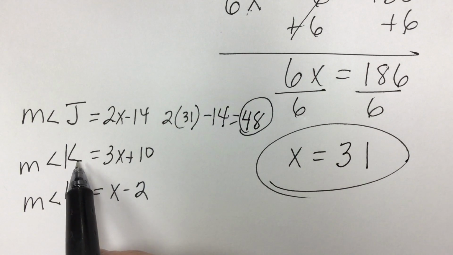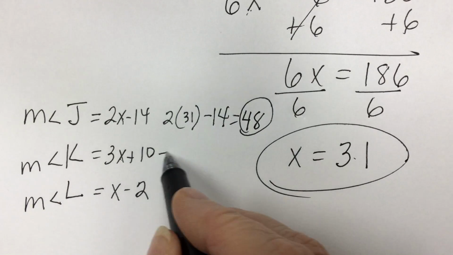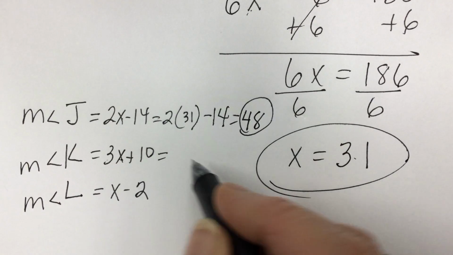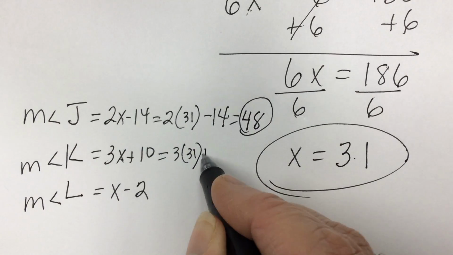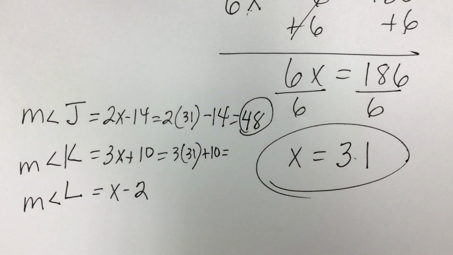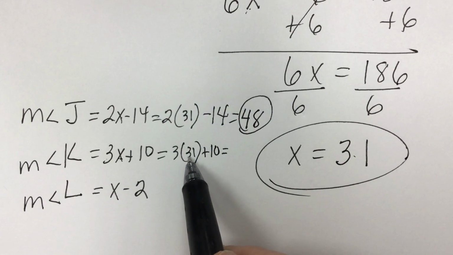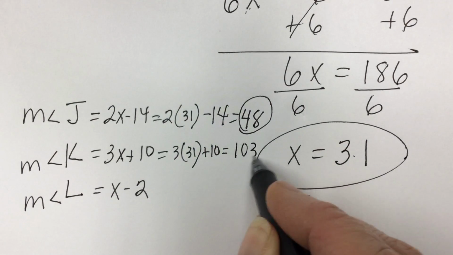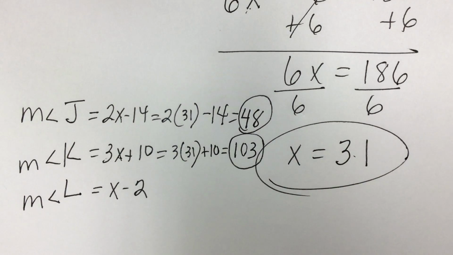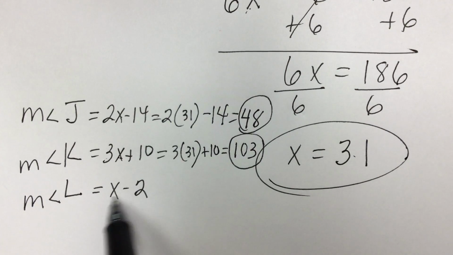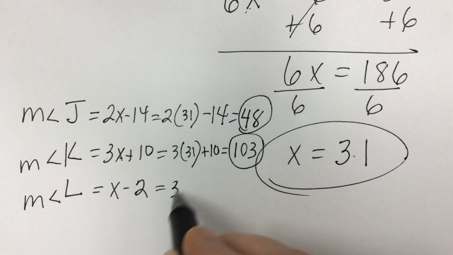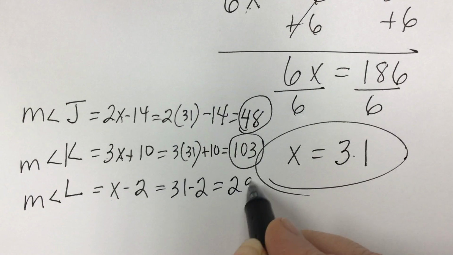Now let's find the measure of angle K. Plug in 31 for x. Now that's 3 times x. That's 3 times 31 plus 10. Well, 3 times 31 is 93, plus 10 is 103. Again, do that on your calculator. 3 times 31 plus 10 is 103. And then last, we have x minus 2. We need to substitute in x as 31. So I have 31 minus 2 gives me 29.